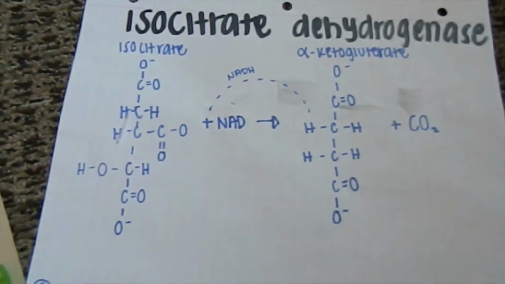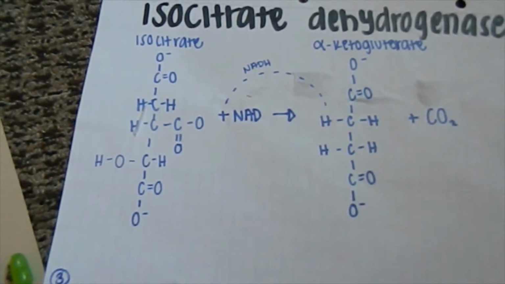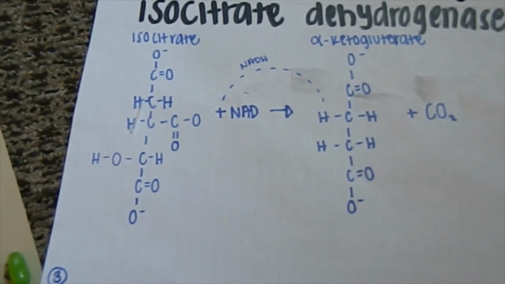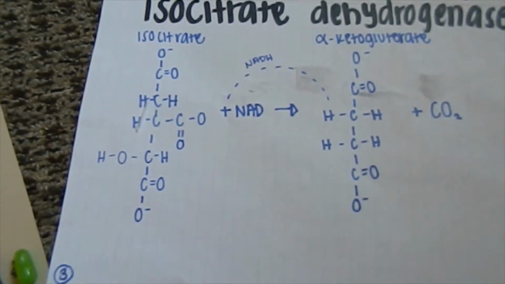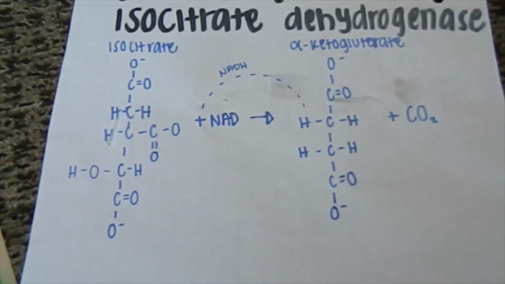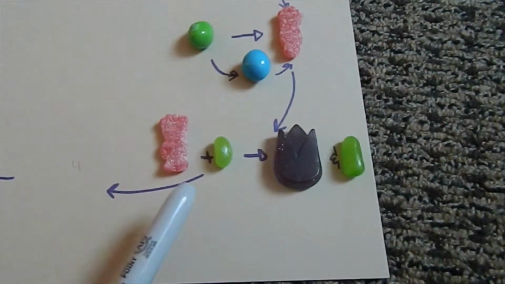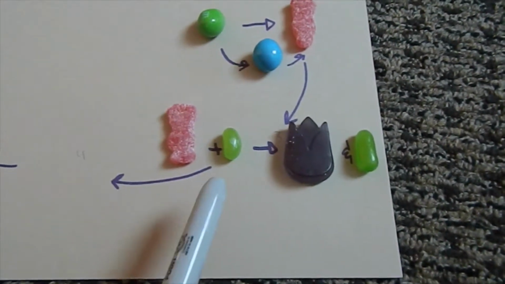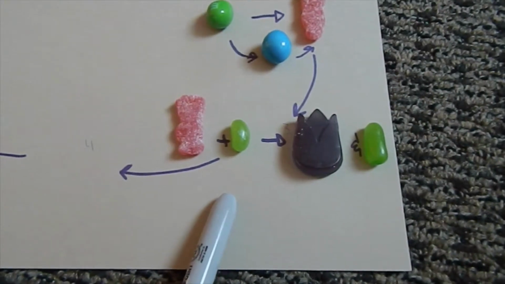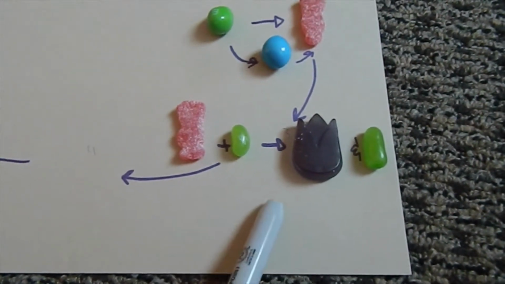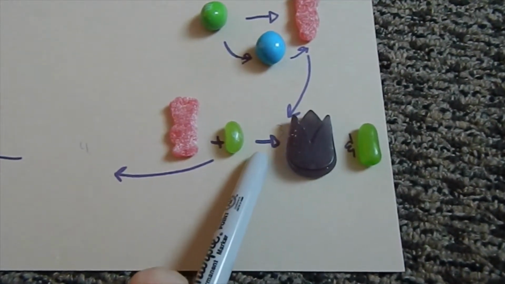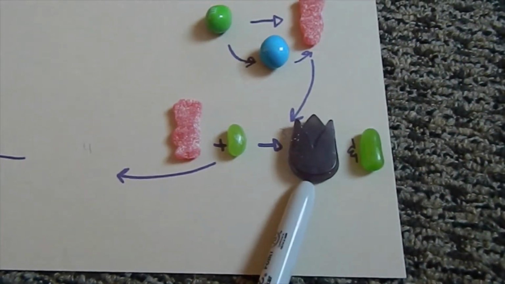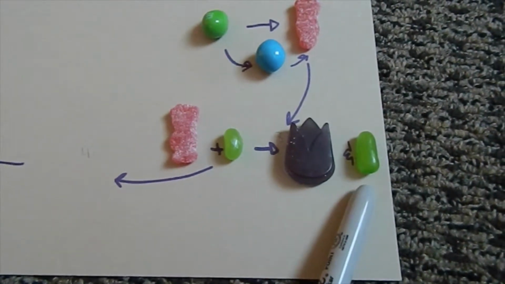In the third reaction, isocitrate dehydrogenase catalyzes the oxidation of the OH group to yield an intermediate that then yields a carbon dioxide molecule and alpha ketoglutarate. In my model, the red Sour Patch Kid represents the isocitrate from the reaction before, and that's combined with an NAD molecule, which is later converted to NADH in the intermediate that is created in between. And so this reaction eventually yields an alpha ketoglutarate molecule and a carbon dioxide molecule.